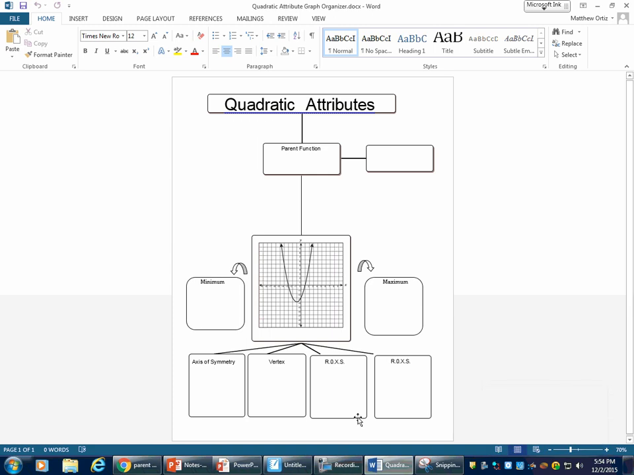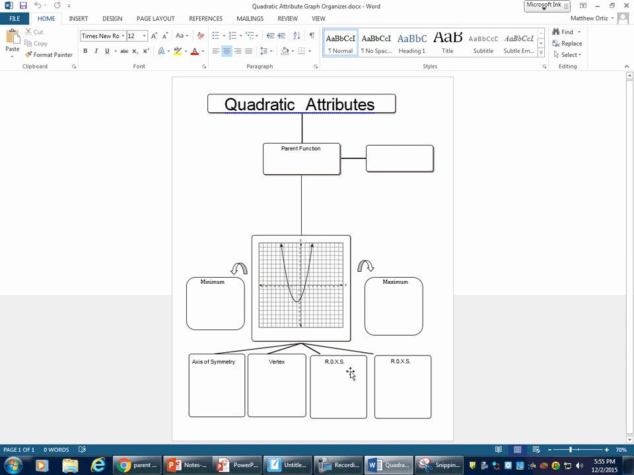Hello, ladies and gentlemen. Today we're going to be talking about quadratic attributes, both mathematical and real world. You'd like to have your note sheet up, and it should be this note sheet here. We're going to go through a short PowerPoint to give you the information that we need to know about the parent function of quadratics, as well as what happens when we have a transformed quadratic function and we want to find its attributes, such as the axis of symmetry, the vertex, and our roots, zeros, x-intercepts, or solutions.